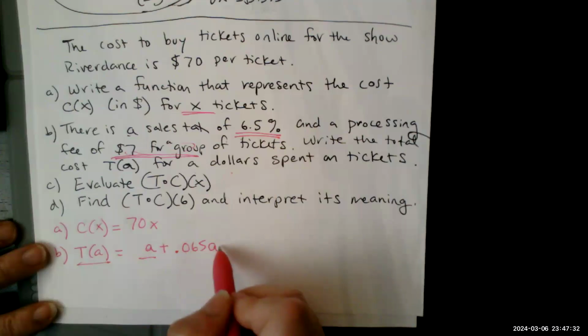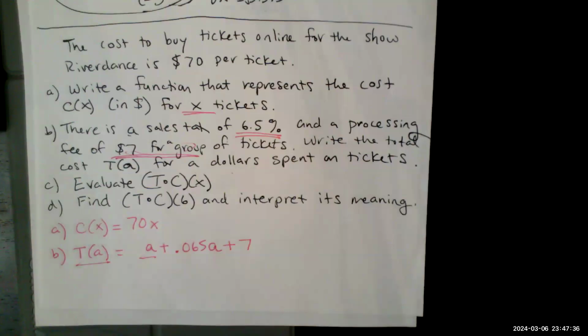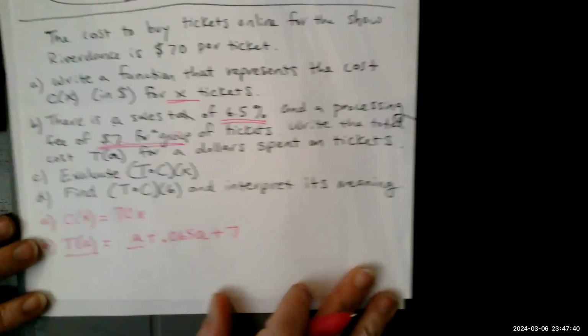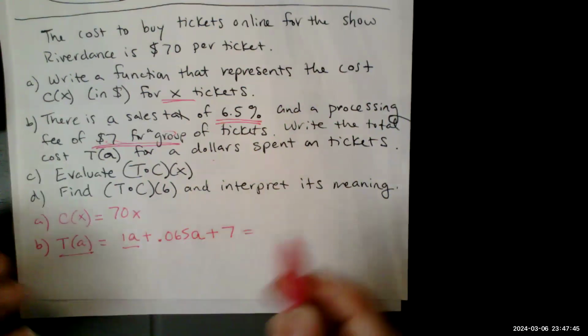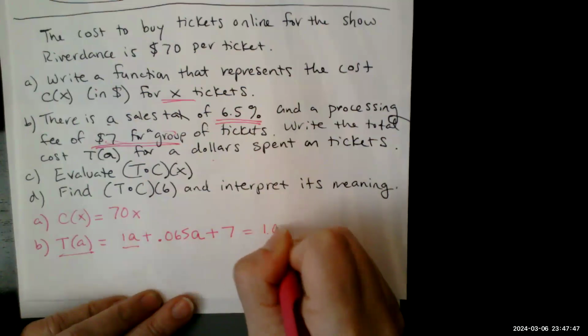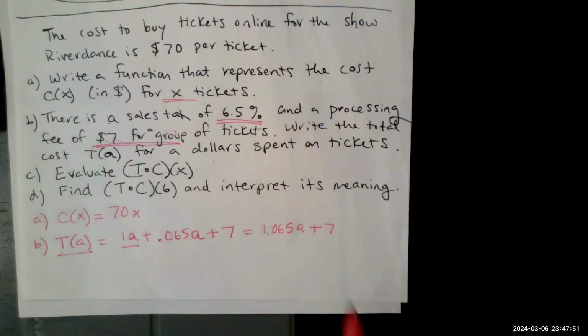0.065 times A would get us the tax. And then also plus that 7. We can make this a little bit nicer because this is technically 1A plus this A. So I could put those together and say, this would be my total cost. This times however much we spent on the tickets plus 7.